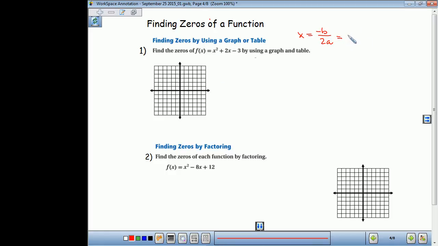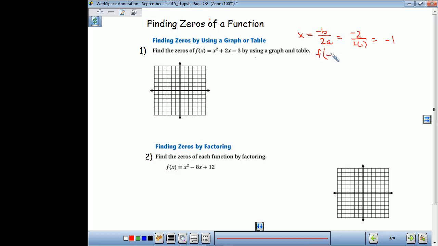Thank you, Diana, for helping those around you remember that to find the x of the vertex, we're going to do negative b over 2a. So in this case, we get negative 2 over 2 times 1. So the x of the vertex is negative 1. Now how do we find the y at the vertex? Plug it in.